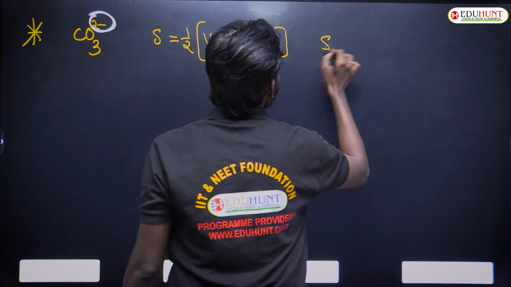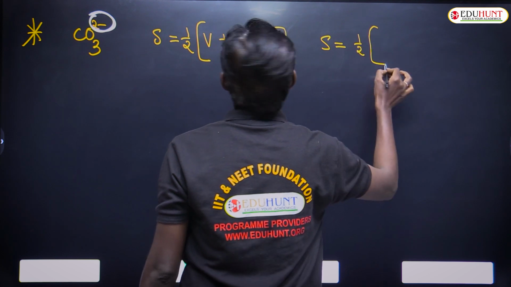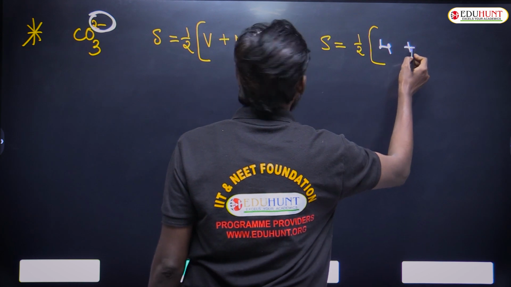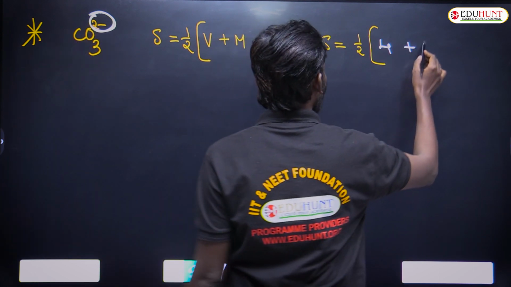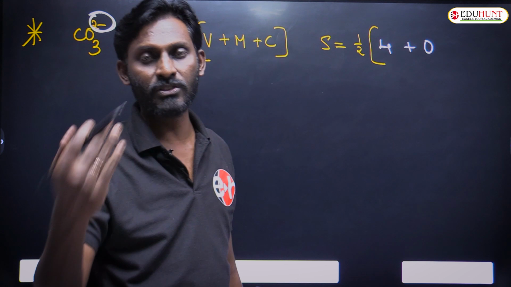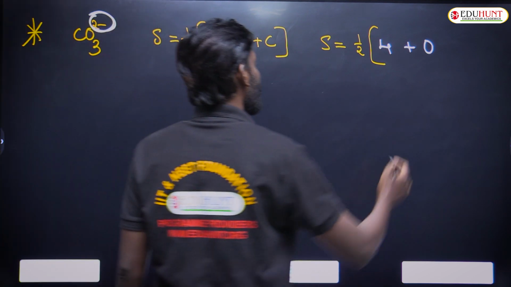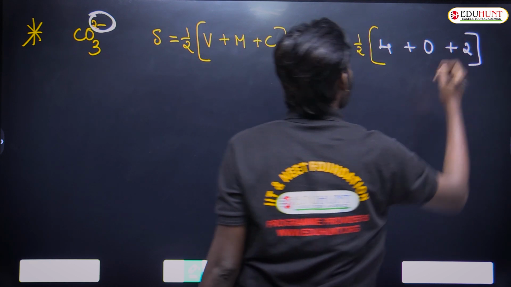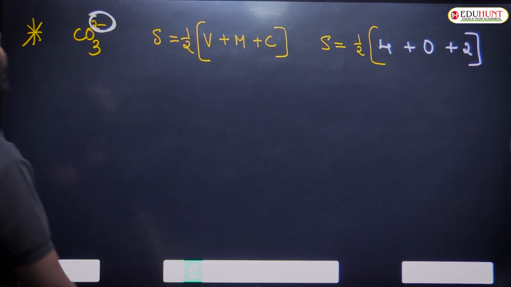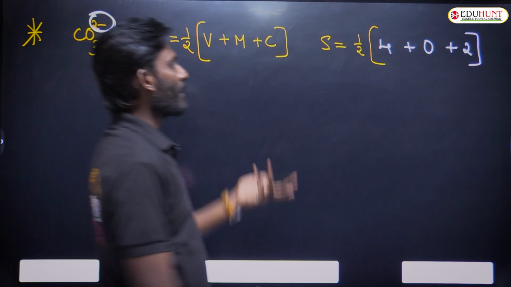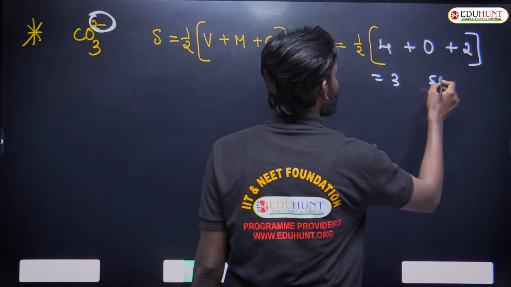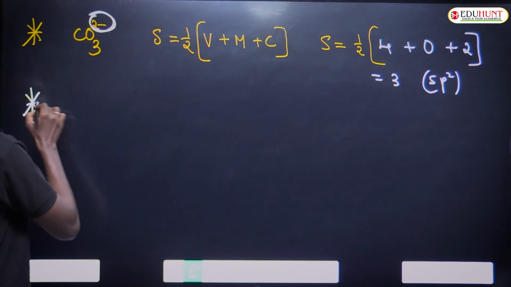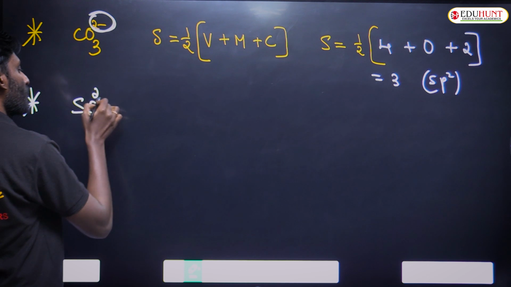S is equal to 1 by 2 times, carbon is the central atom. So the valence electrons is 4 plus, there are no monovalent atoms. Number of monovalent atoms is 0. Oxygens are divalent. Now it is an anion, so I am adding the charge. How much charge? 2. Okay. So 4 plus 2, 6 by 2. It is 3. That means sp2 hybridization.